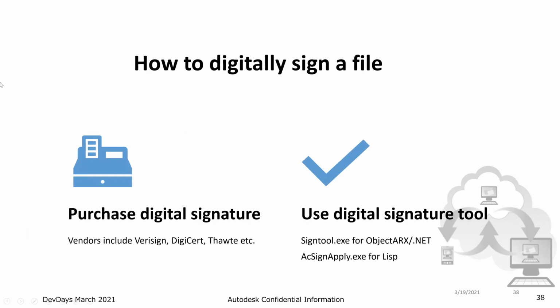To purchase a digital signature, use these tools based on the application you are building. If it is .NET or ARX, use the sign tool that is shipped with Windows. If it is LISP, use AcSignApply that is shipped with AutoCAD. In both cases, the important thing is to purchase a digital signature from VeriSign, DigiCert, etc.